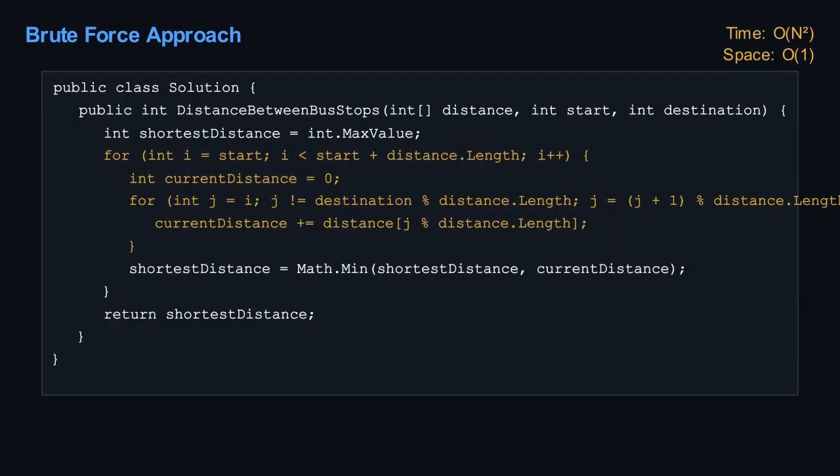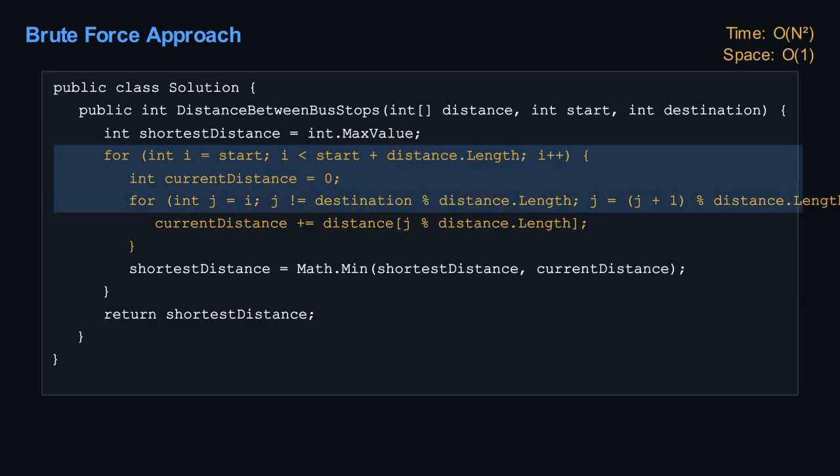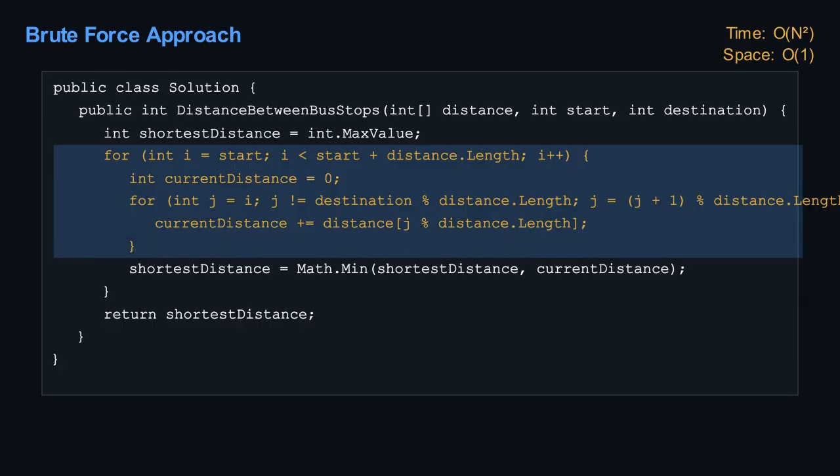A straightforward but inefficient approach would be to calculate the distance for every possible path. You could iterate from the start to the destination clockwise, summing distances. Then, you repeat this for the counterclockwise direction. This involves nested loops or multiple passes over the array for each path calculation. While it would eventually find the minimum, it's highly redundant. Each path calculation involves resumming segments of the array that might have already been processed for another path. This leads to a time complexity of O(n squared) in the worst case, with O(1) constant space.